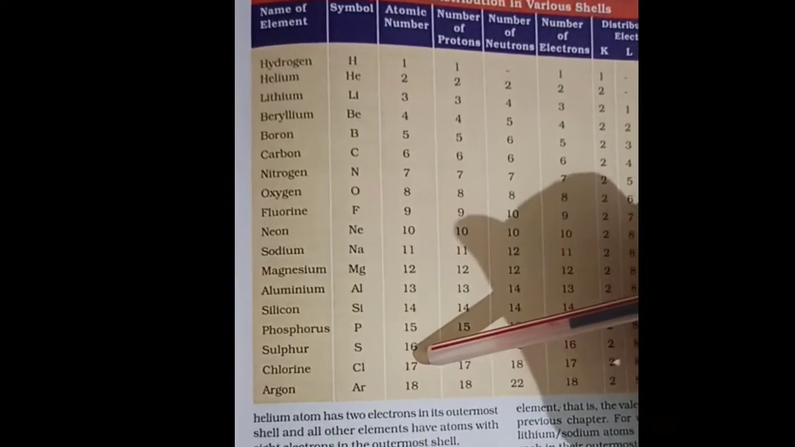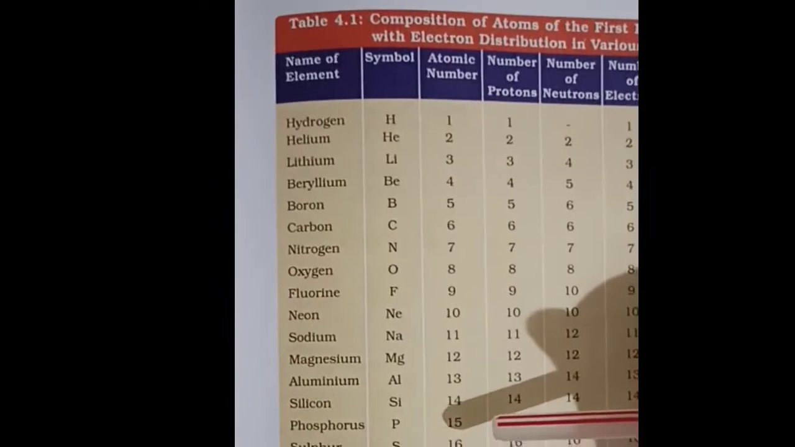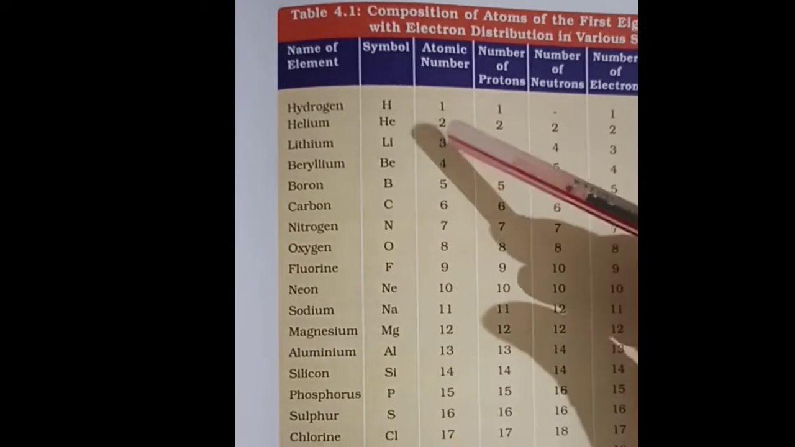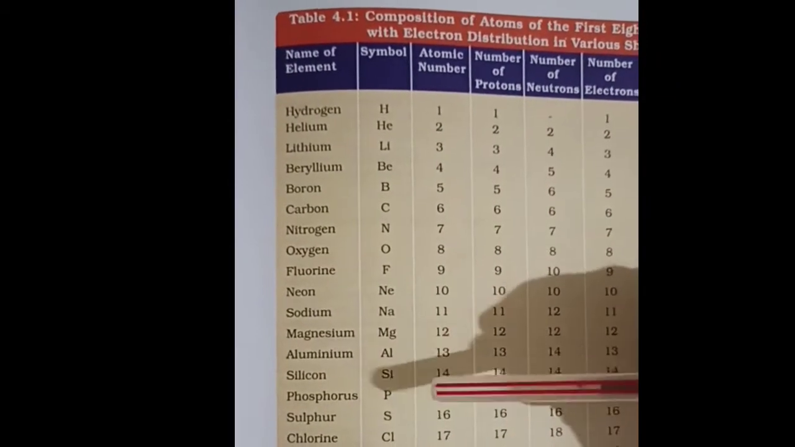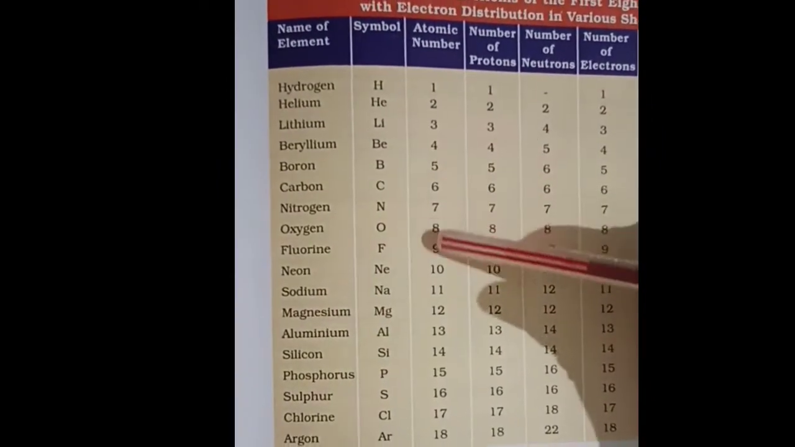Here it is given up to 18 only. When you go to class 10, you have been told to study up to the first 20 elements: their name, their symbol, their atomic number, their mass number. So here the atomic number is being given to us.